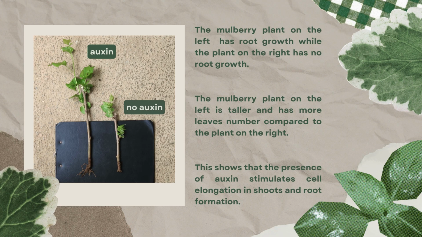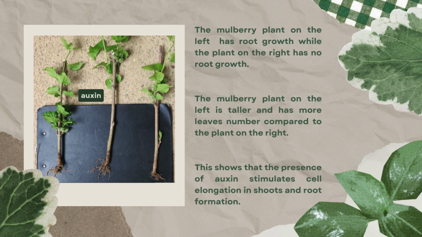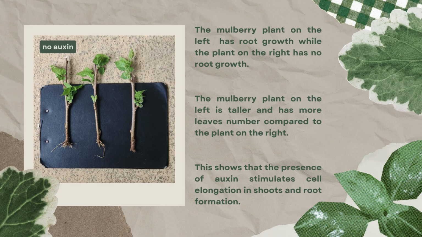After a few weeks, the mulberry plant on the left, dipped with auxin, has root growth, while the plant on the right, without any auxin, has no root growth. Other than that, the mulberry on the left is much taller and has more leaves compared to the plant on the right. Thus, this shows that the presence of auxin stimulates cell elongation in shoots and also helps with root formation.